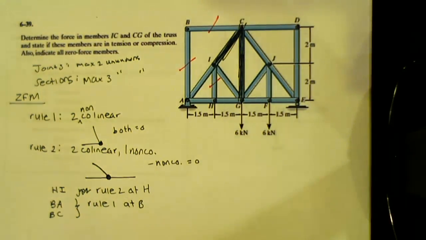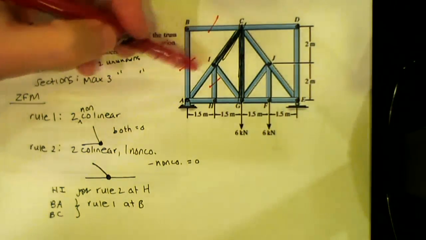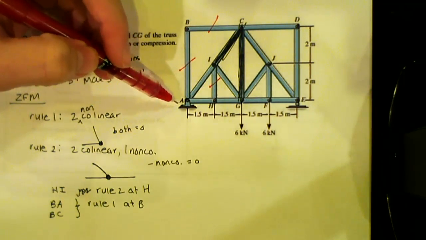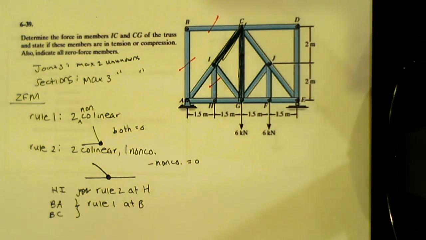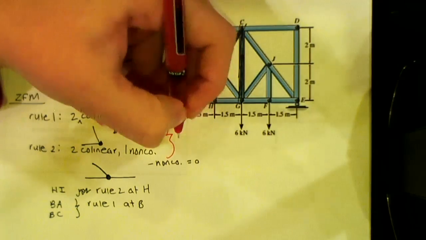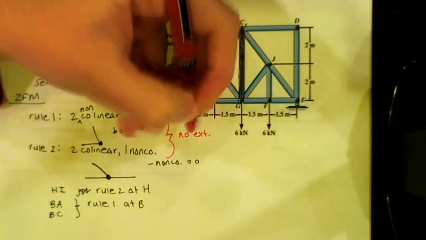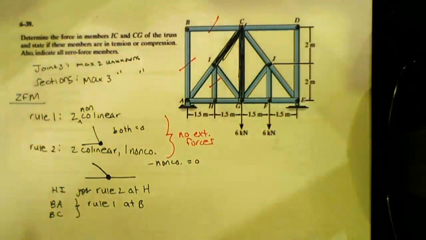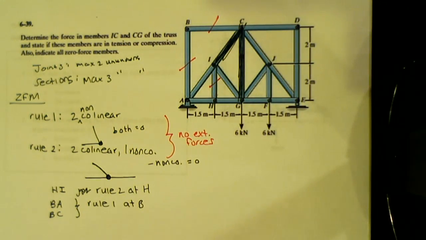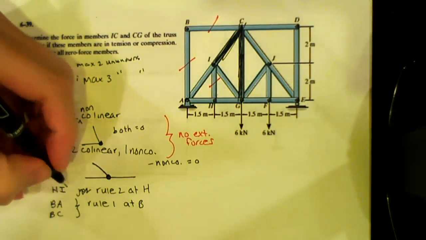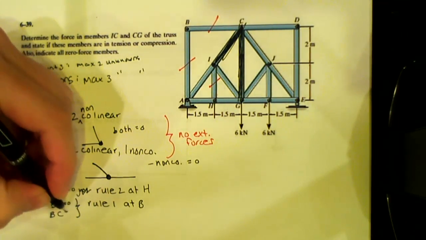AI, which rule? If I look at AI, I have a pin right here, so that counts as an external force, so that doesn't work. But good try. No external forces. Better? It makes a lot more sense that way. So we said HI equals 0, BA is 0, BC is 0.